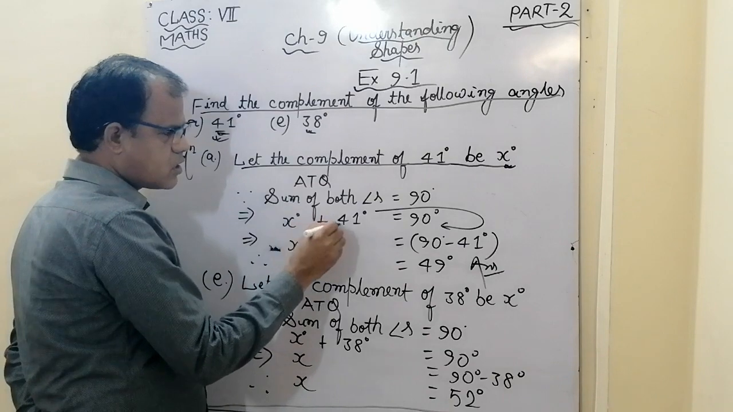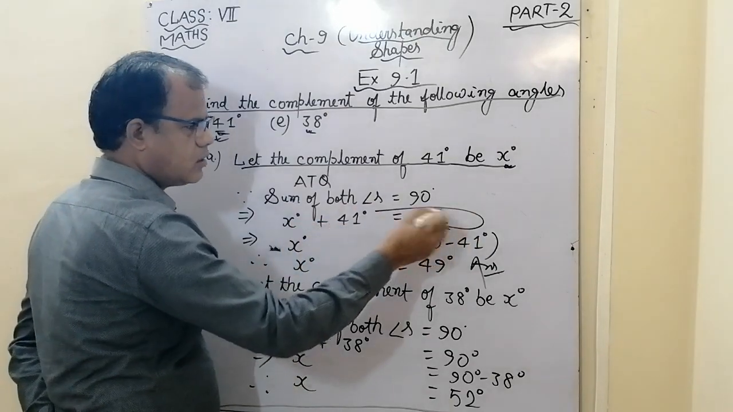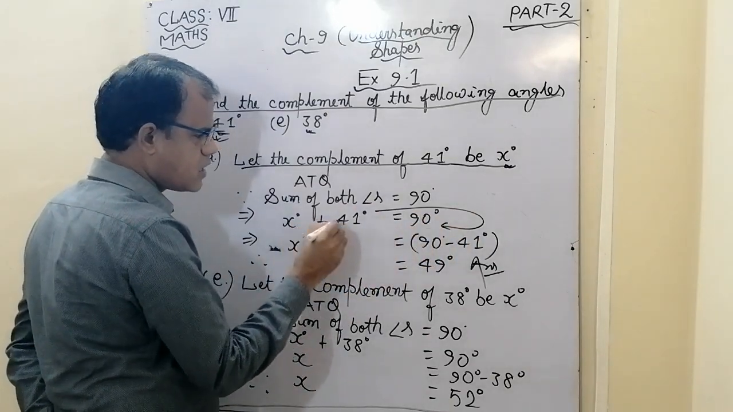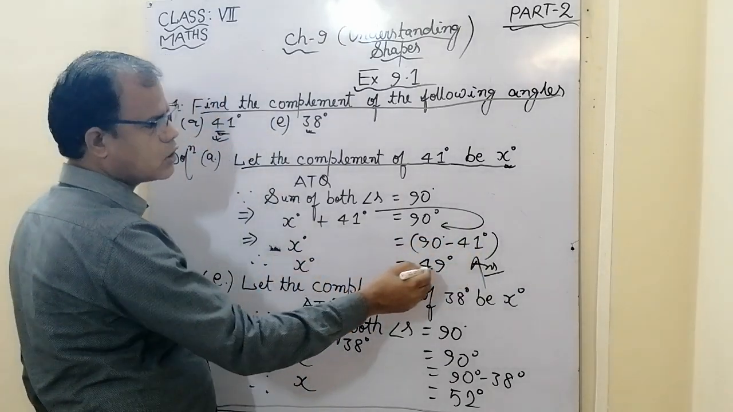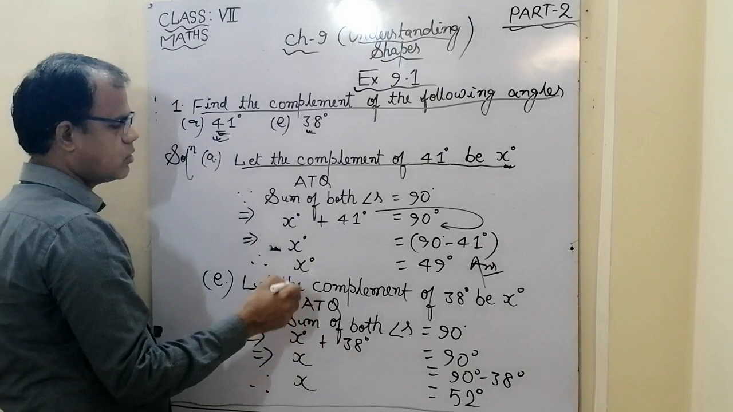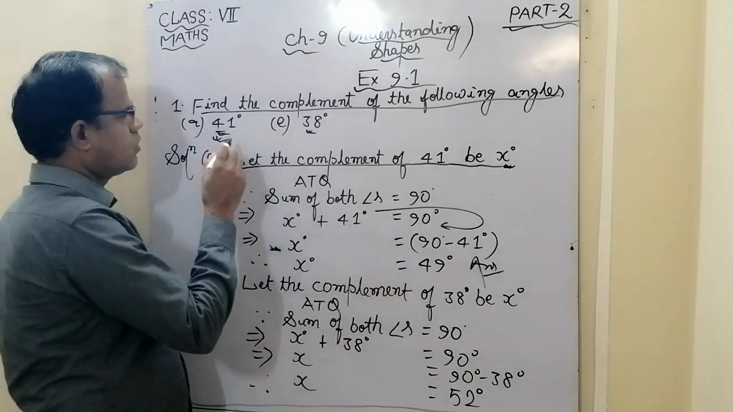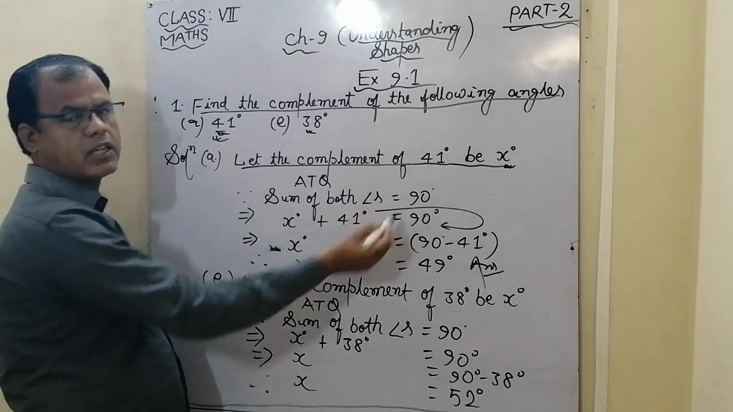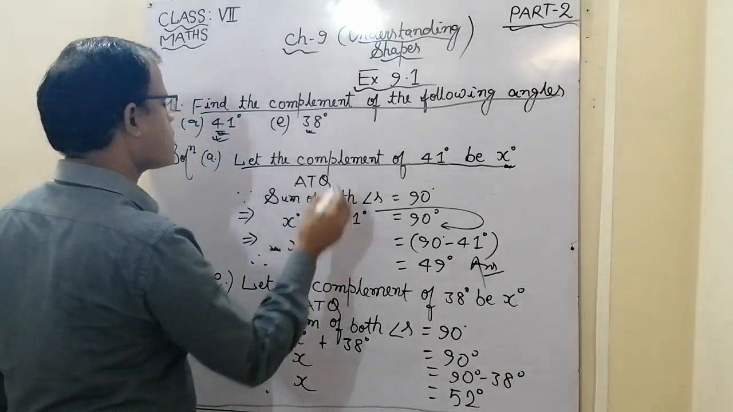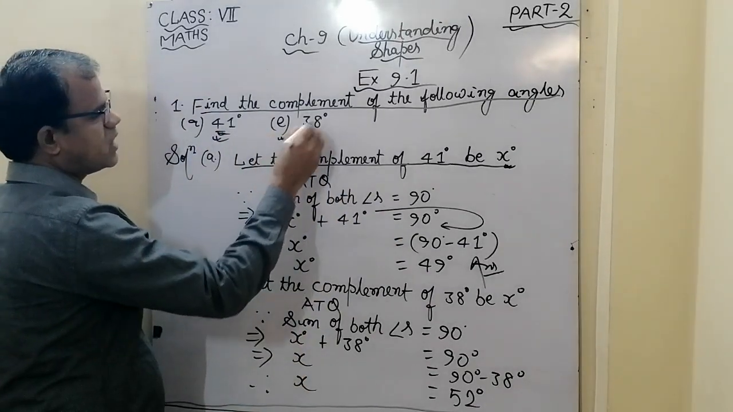When we shift this 41 degree to the RHS side, plus 41 becomes minus 41 degree. So x degree equal to 49 degree. So this is the final answer, and 49 degree plus 41 degree becomes 90 degree. Next, part E, 38 degree.